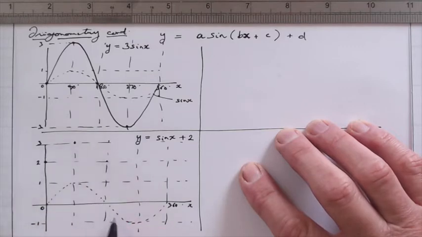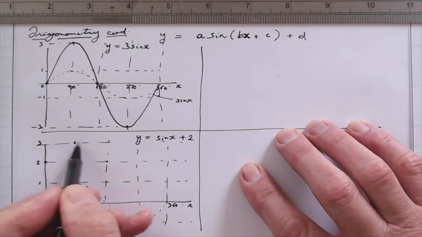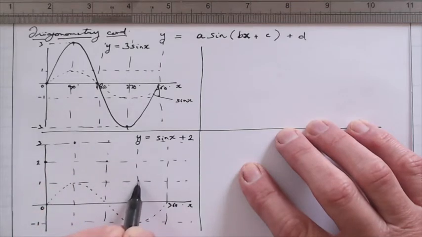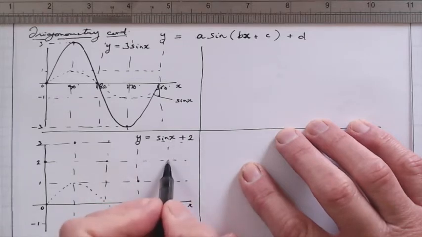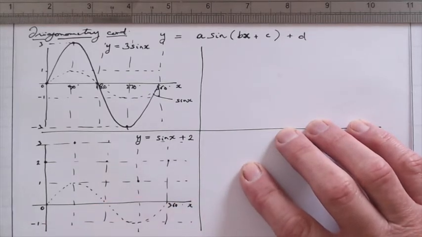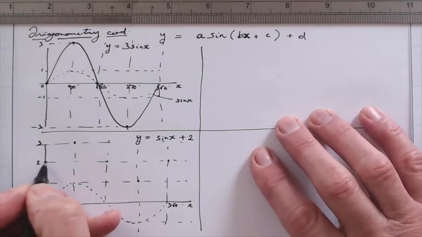And then at 270 degrees, where sine x has the value negative 1, when I add 2 to that, I get 1. And so this graph of sine x plus 2 is going to dip down to the value 1, which is negative 1 plus 2. And then finally, as we get back to 360, where sine x is 0, this graph of sine x plus 2 will end at 2. And so if I can just sketch this.